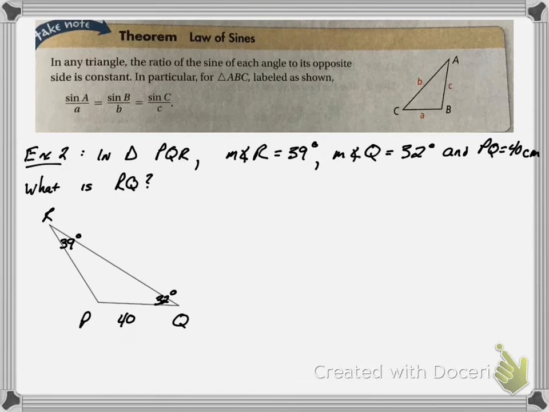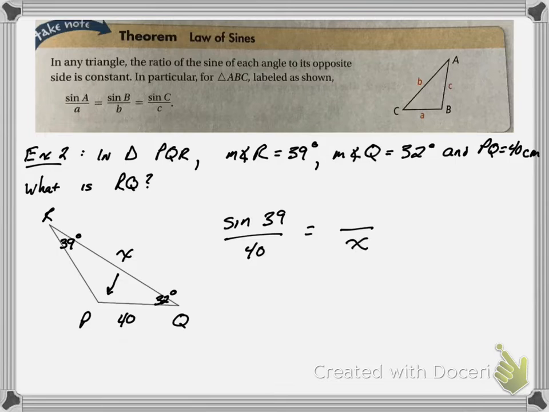So in triangle PQR, measurement of R is 39 degrees, Q is 32 degrees, and PQ is 40 centimeters. They want to know what RQ is, what this is right here. The problem is you don't know what this angle is. You need the angle across from it. So 39 is across from that, so it'd be sine of 39 over 40 equals the sine of whatever that angle is over x. But we don't know what that angle is.